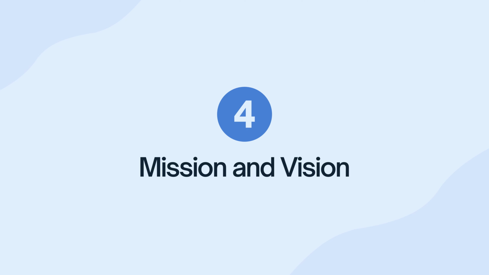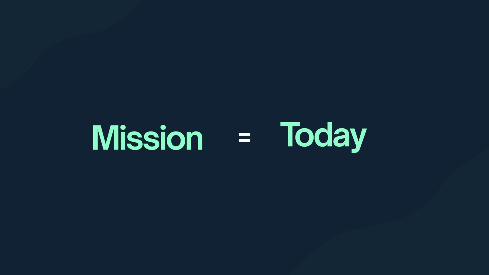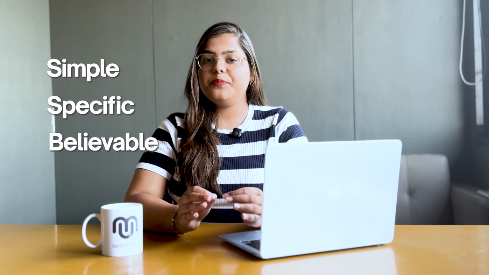Number 4. Vision and mission. You need one sentence each. Mission is what you do today and vision is where you're headed. Keep them grounded. No jargon, no synergy. For example, our mission is to make pet grooming convenient and stress-free for busy Austin families. Simple, specific, and believable.